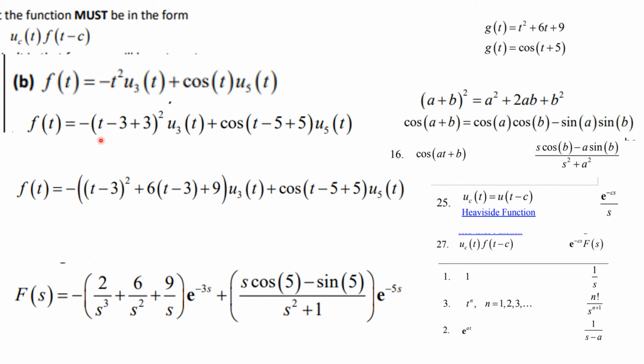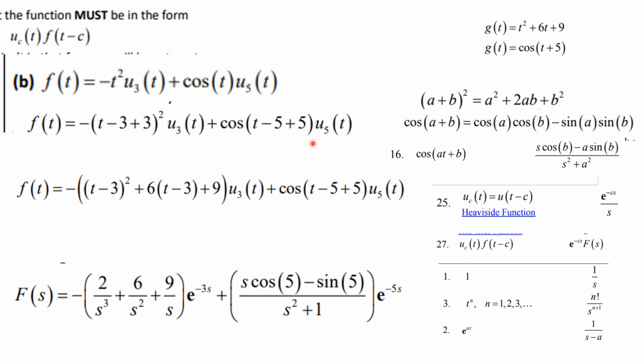what I'm going to do here is I'm going to expand this. This is going to be a plus b. And when you do a plus b whole squared, you get a squared plus 2ab plus b squared. So here I got the minus. I'm just leaving that on the outside for now. This is going to be t minus 3 whole squared plus 6 times the t minus 3 plus 9. And that's times this plus.